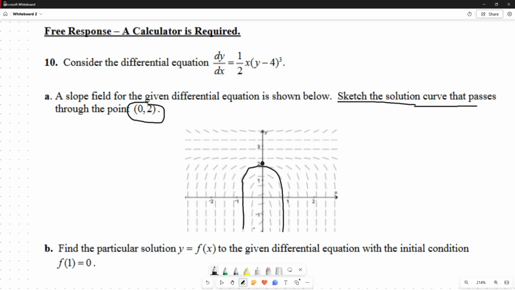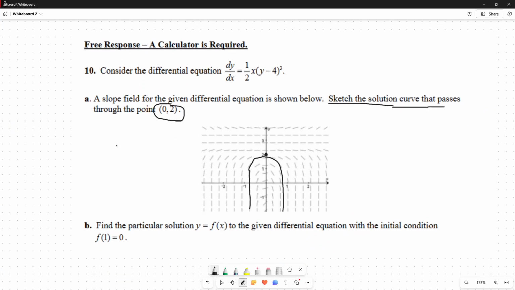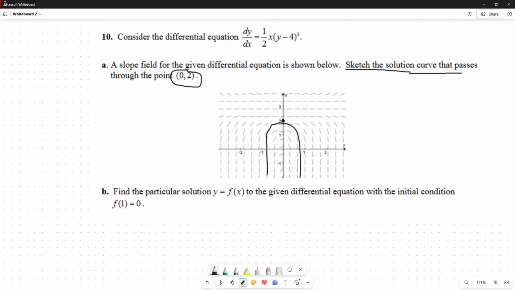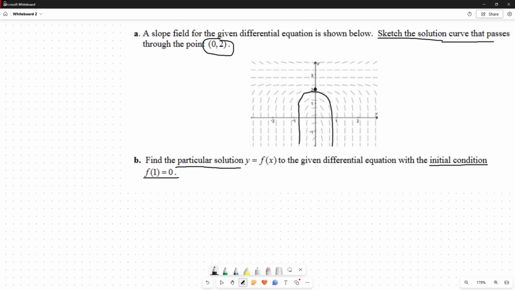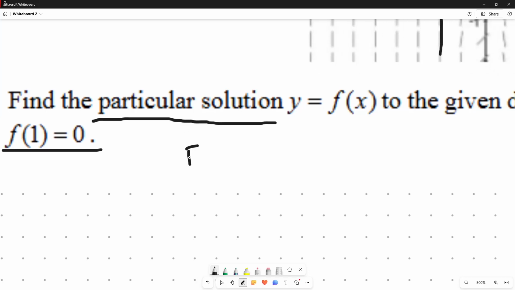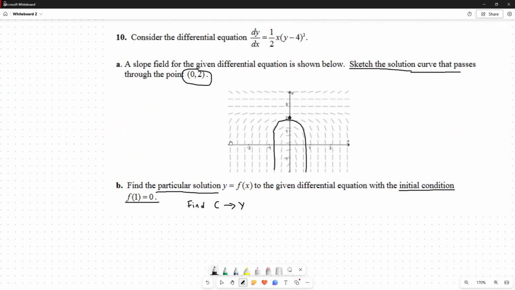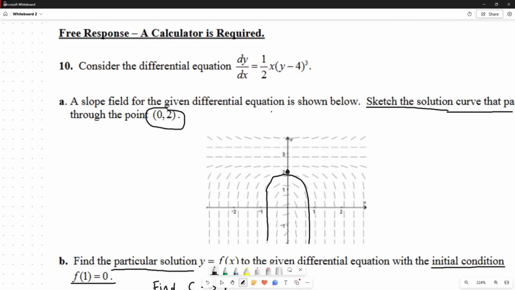So this is probably like a best guess or something like that. So that's really it. And then part B is we got to find the particular solution. Y equals f of x to the given differential equation with the initial condition f of 1 equals 0. Alright, so particular solution is basically we just got to find C, and then we got to plug that back into y. So we got to find our original equation of y.